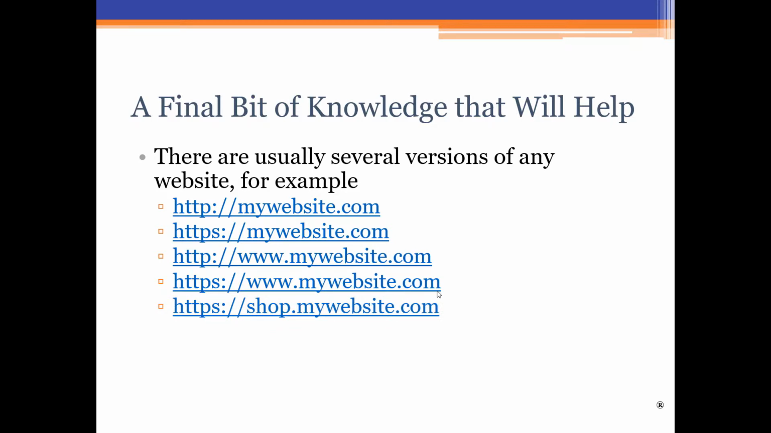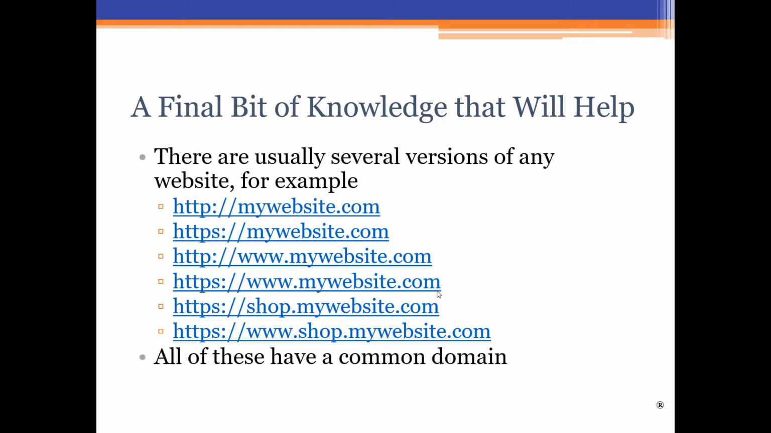Or you might have something really funky like a subdomain. For example, shop.mywebsite.com, or something even farther into left field, www.shop.mywebsite.com. Those are called subdomains. The www, the shop, all those are subdomains. Now, all of these examples I have up here, they all have a common domain. That domain is mywebsite.com. So please remember that terminology. The domain is that portion, the portion to the left and to the right of the last period.